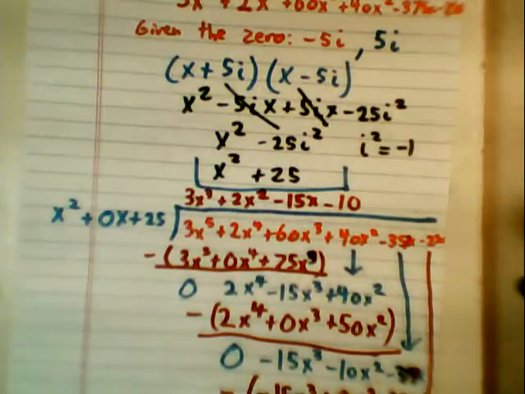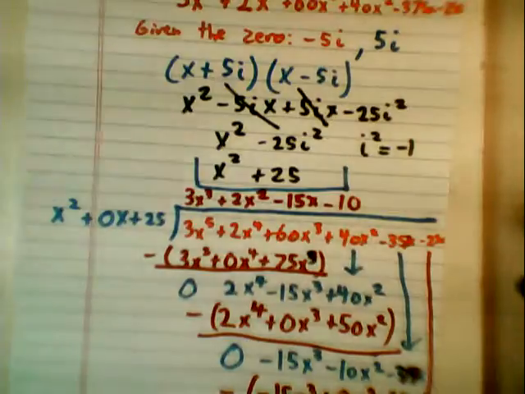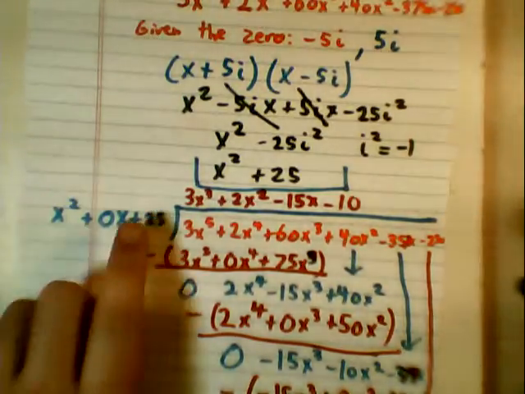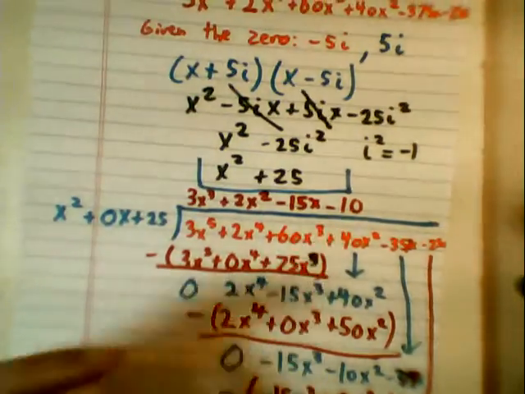let's go ahead and use the rational zero theorem of this, and synthetic division, to find the rest of our zeros. So let me write our equation.